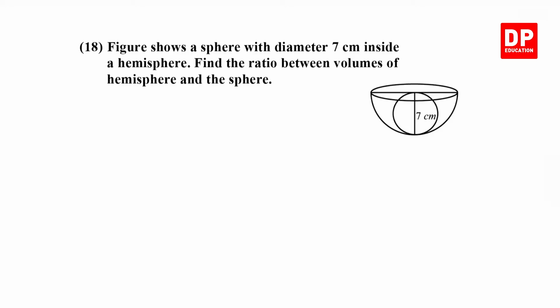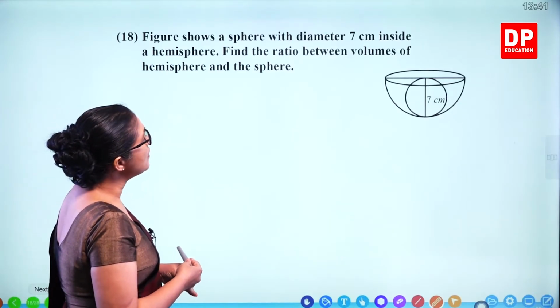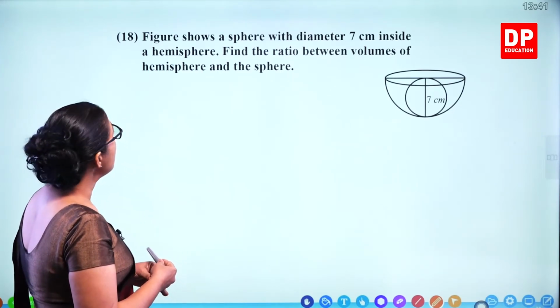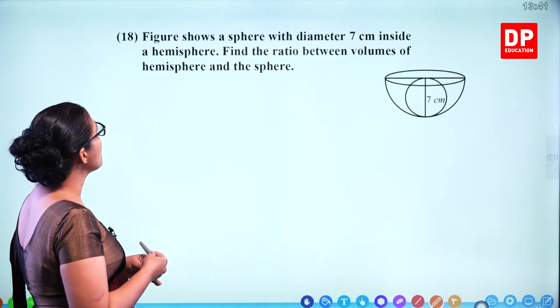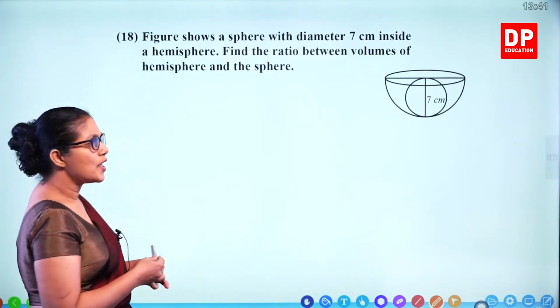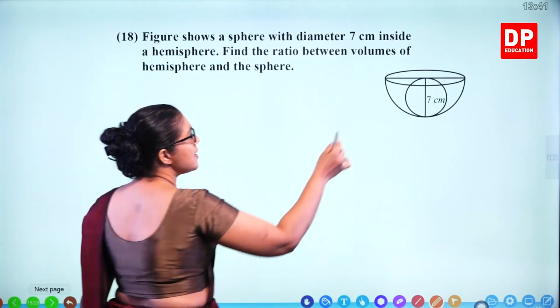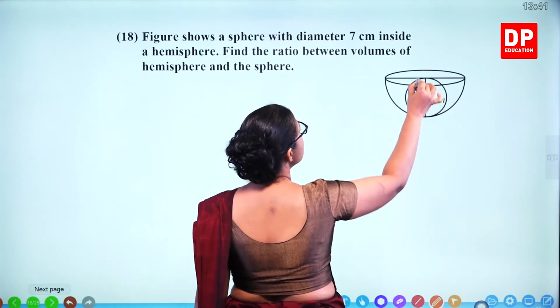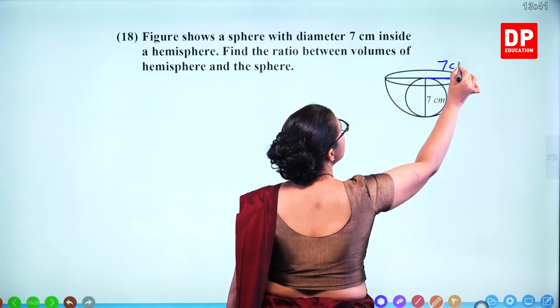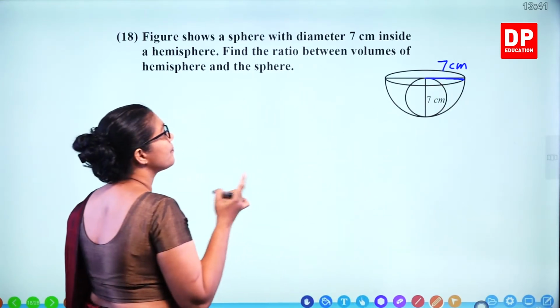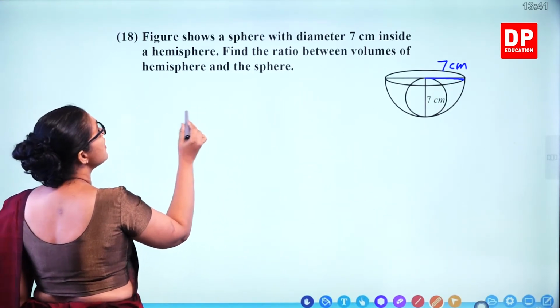Question number 18. Figure shows a sphere with diameter 7 inside a hemisphere. Find the ratio between volumes of hemisphere and the sphere. So diameter 7 means what's the radius of the hemisphere? That's 7. So you can use the volume.